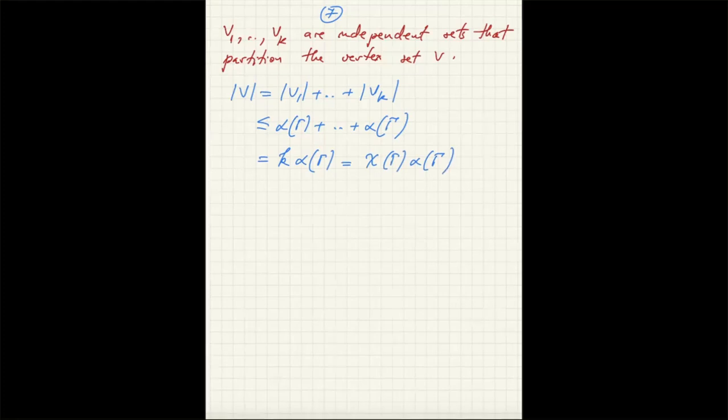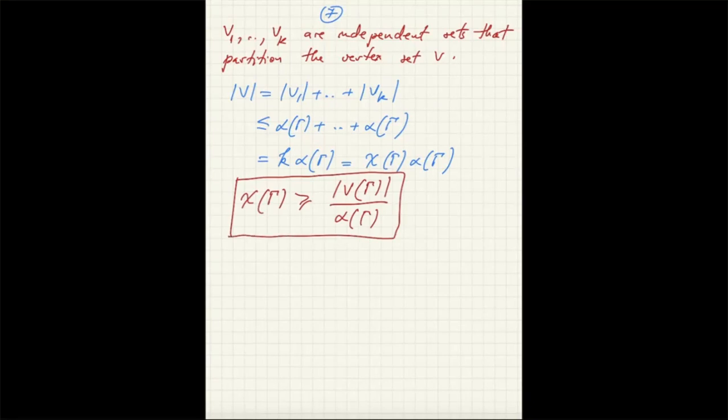If you unpack this, it gives us the following result: the chromatic number of gamma is greater than or equal to the number of vertices in gamma divided by alpha of gamma. And since the chromatic number has to be an integer, you can also rewrite it as the chromatic number of gamma being greater than or equal to the ceiling of the number of vertices in gamma divided by alpha of gamma. So that's the same.